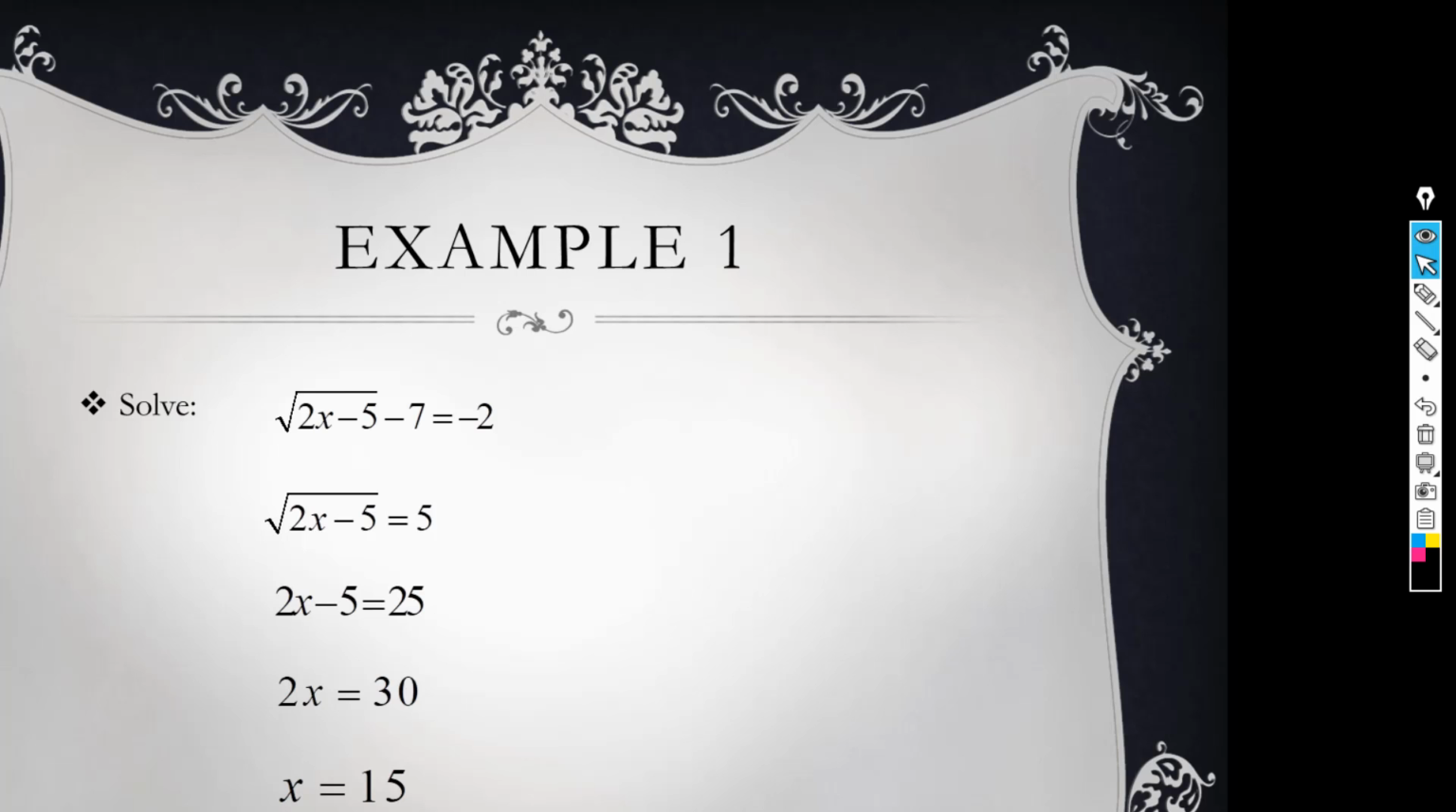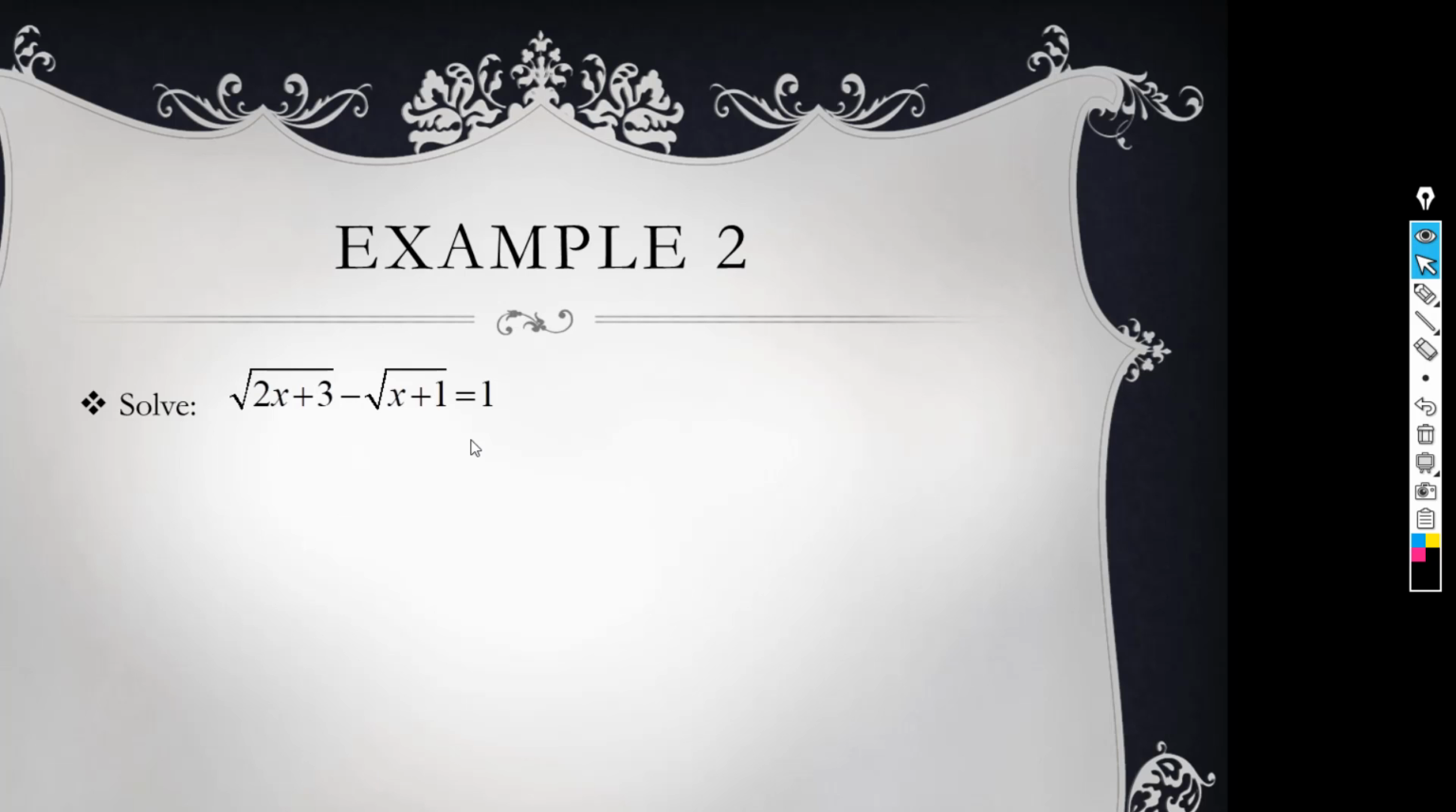So you always want to check a radical equation, especially those with square roots. Go back to the original equation. You don't want to plug it into one of these here. You want to go to the original. So put a 15 where the x is. 2 times 15 is 30. Square root of 30 minus 5 is the square root of 25, which is 5. So this will give me 5 minus 7, which is negative 2. That checks. So that works.